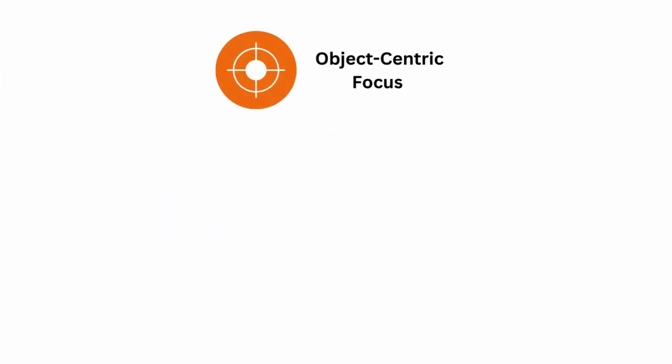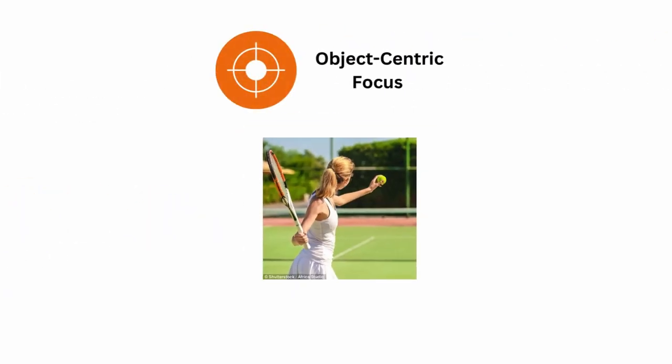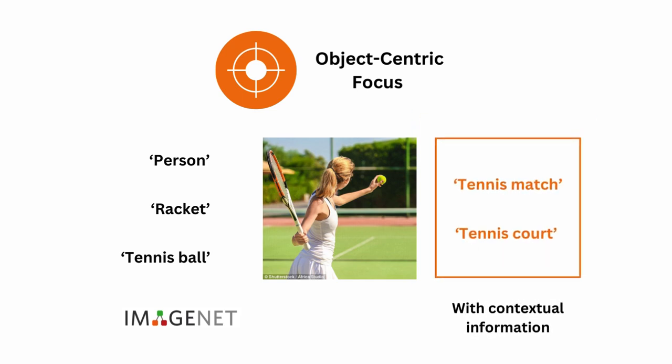For example, let's suppose we have an image containing a person holding a tennis racket and standing on a tennis court. In ImageNet, the focus is primarily on object recognition, so the labels might include person and tennis racket. However, the dataset might not capture the broader context of the scene, such as the fact that the person is engaged in a game of tennis on a tennis court.